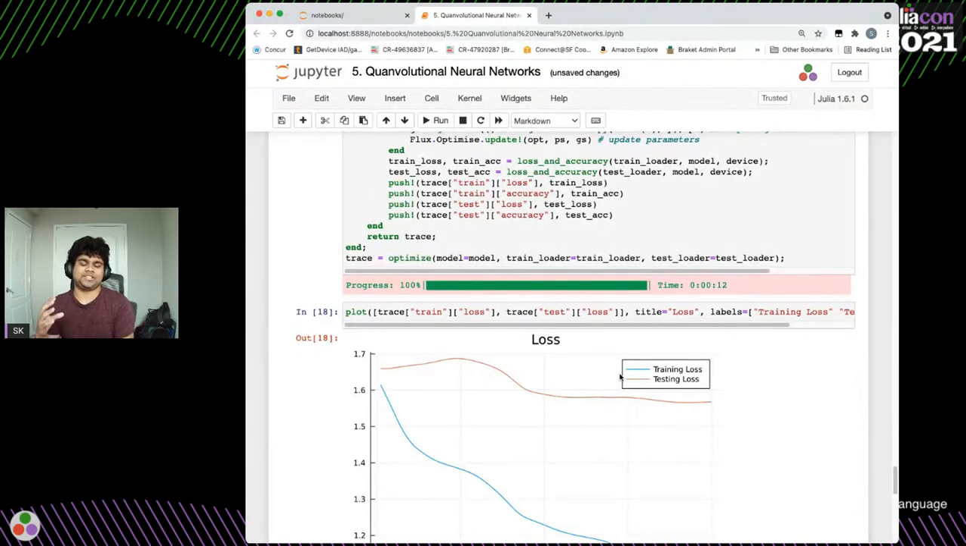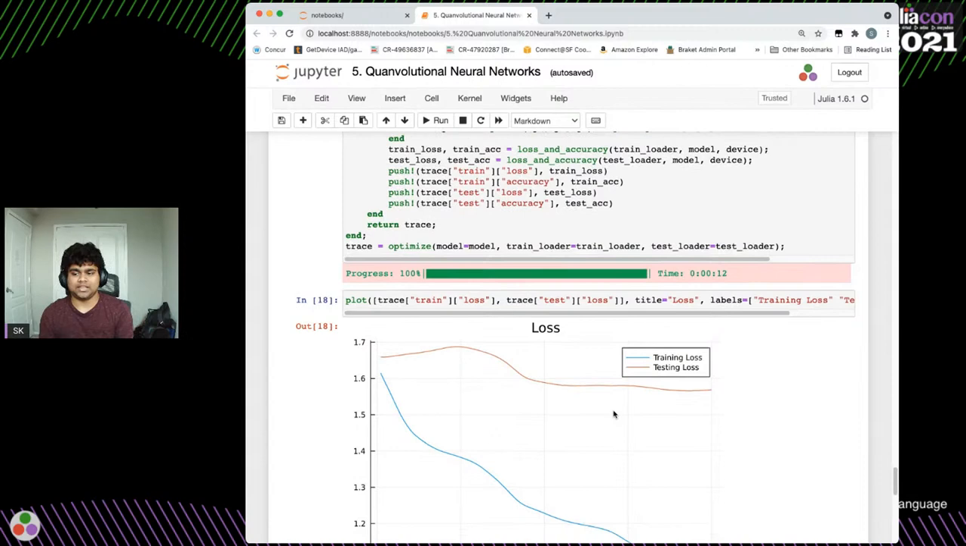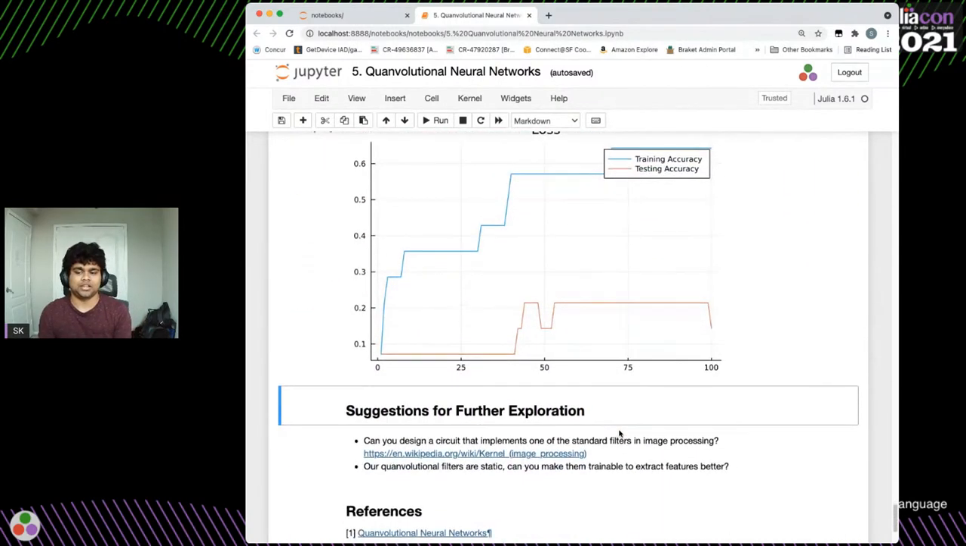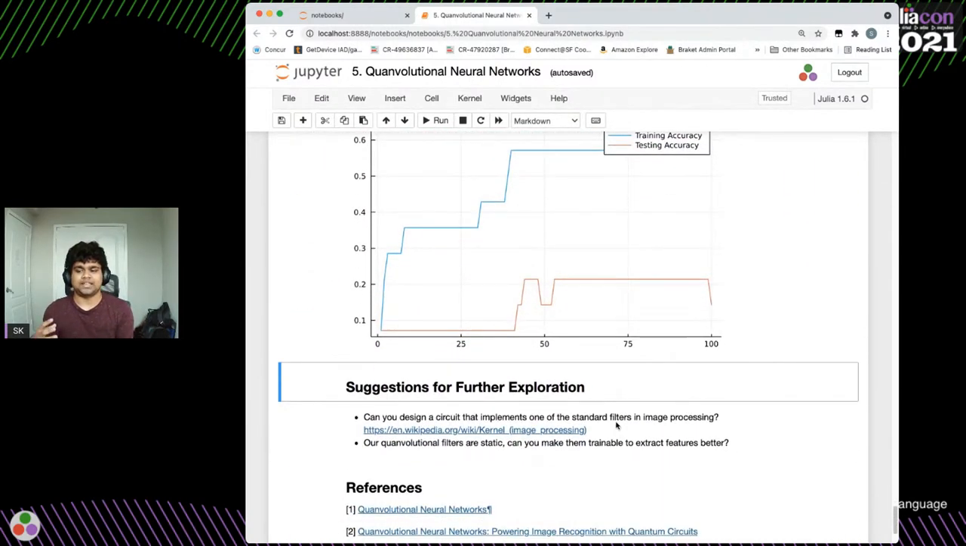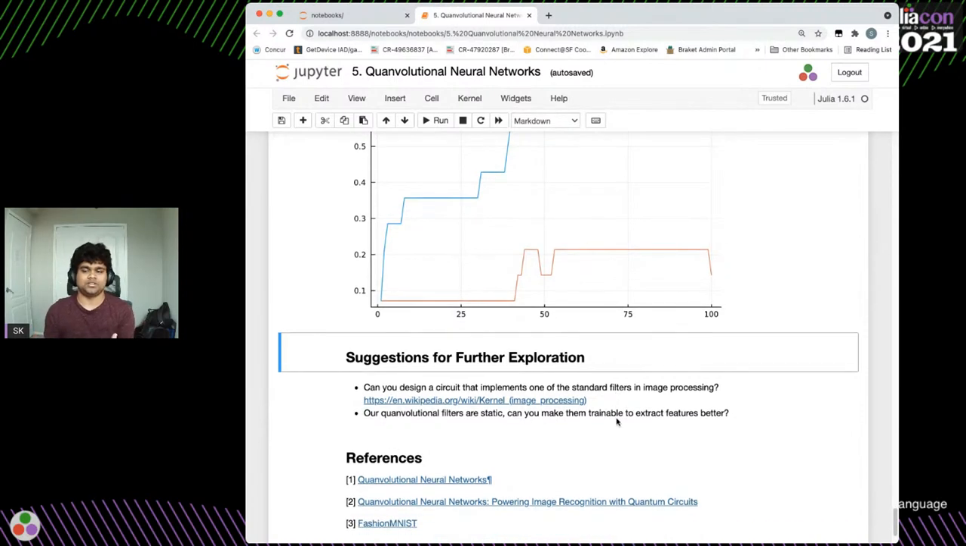But at this point, this just seems like random perturbations on the original image. So you can define smarter filters using these quantum circuits, and you can try that out. One thing that I would definitely recommend as future exploration is to see if you can design one of the original kernel filters, like the Sobel filter or the Gaussian filter, using quantum circuits.